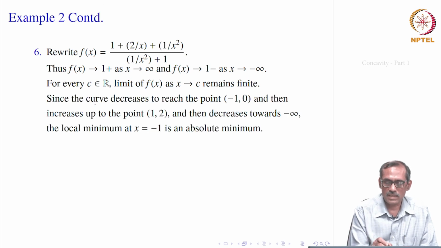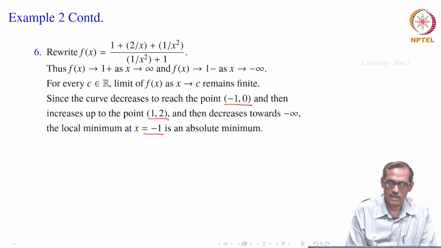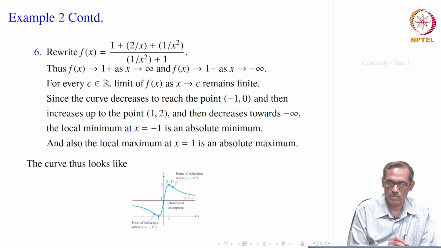So, now you see that the curve decreases to reach the point -1, 0, at -1 its value is 0, and increases up to the point 1, 2, at 1 it is 2, and then decreases towards minus infinity. The local minimum at x equal to -1 is then the absolute minimum, because there is nothing else, and the local maximum at x equal to 1 is an absolute maximum.